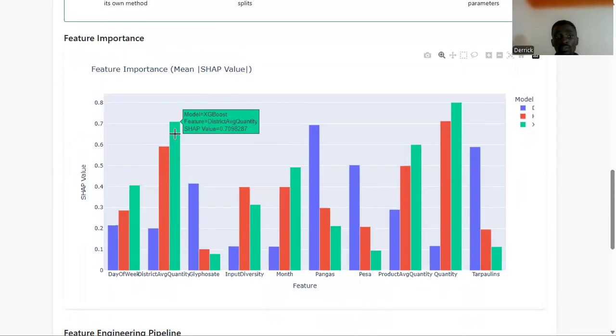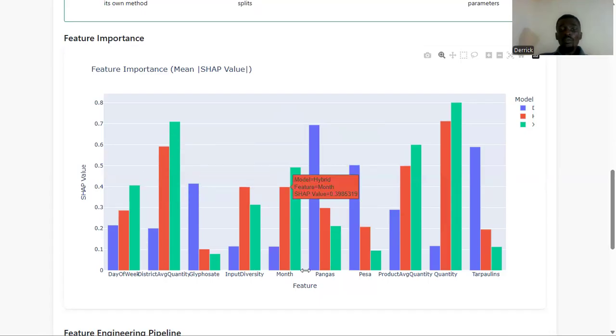With XGBoost, you realize the most important features are district average quantity, and then the same for the various weeks, and for our hybrid, the day of the week. This shows how the features affect the various models, blue being the DHON hybrid, and green being the XGBoost. So as you can see, this is how various products affect. You realize the district average quantity affects the XGBoost most, and then the hybrid and the DHON.